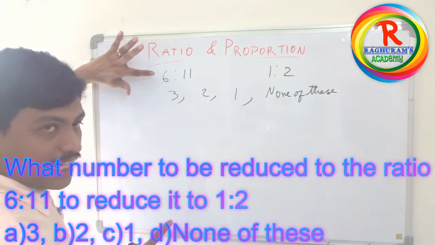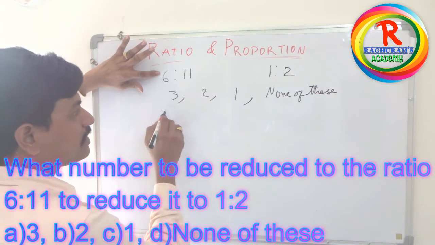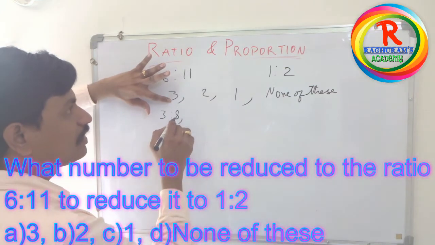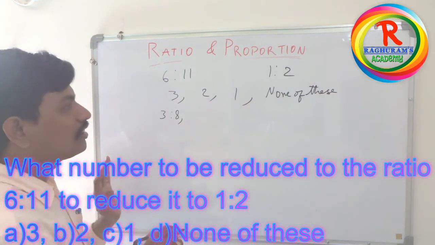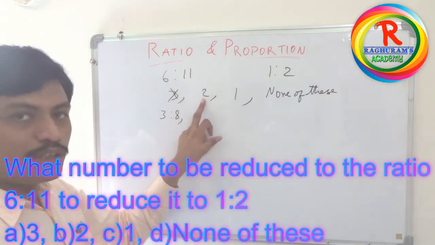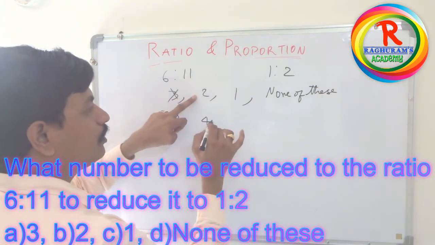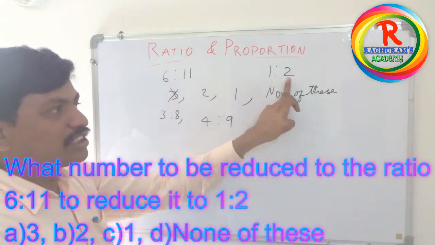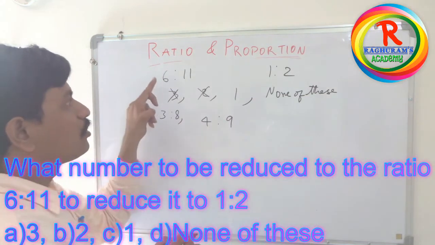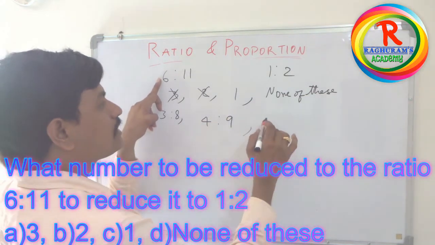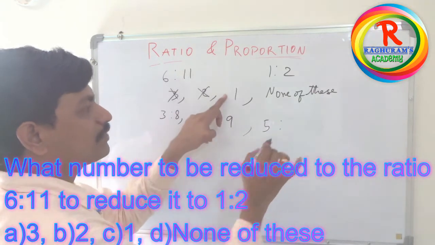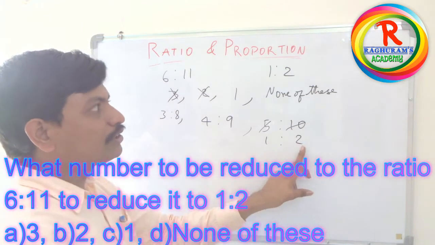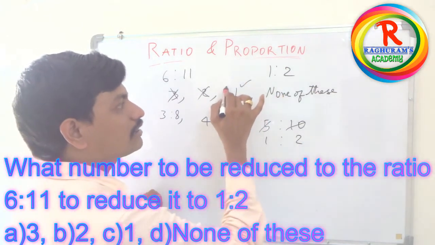What number is to be subtracted? So 6 minus 3 is 3 to 11 minus 3. What is 11 minus 3? 8. No cancellation, 3:8. This is not the correct answer. Next I will take 2. 6 minus 2 is 4 to 11 minus 2 is 9. No cancellations, so we cannot get 1:2. So this is not the correct option. So 6 minus 1 is 5 to 11 minus 1 is 10. Any cancellations? 5 1s, 5 2s. So the ratio is 1:2. So we got this option. So the answer is 1.